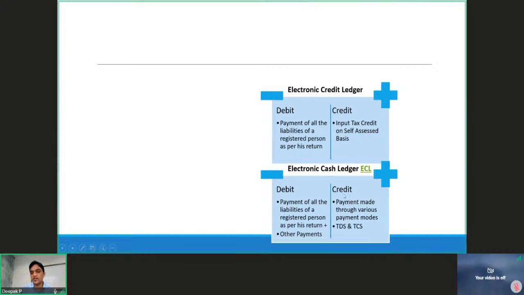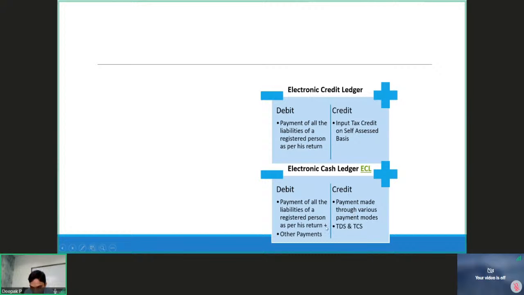Electronic cash ledger. Electronic cash ledger is your cash, is your bank account with the portal. You will get the credit in this for payments made through 3 modes. 3 modes are online mode, second is NEFT RTGS mode, and third is the over the counter. Any payments you make, once it gets cleared, once the CIN, Challan Identification Number, is generated, it comes as a credit in your electronic cash ledger.